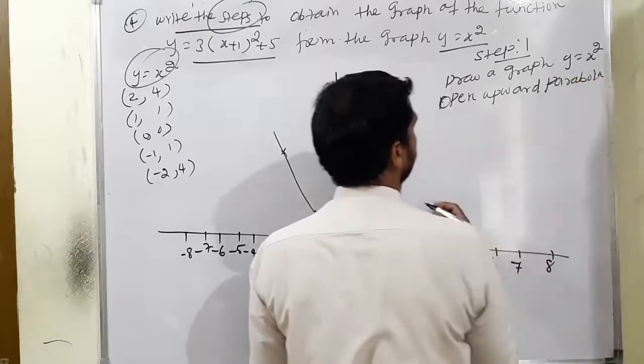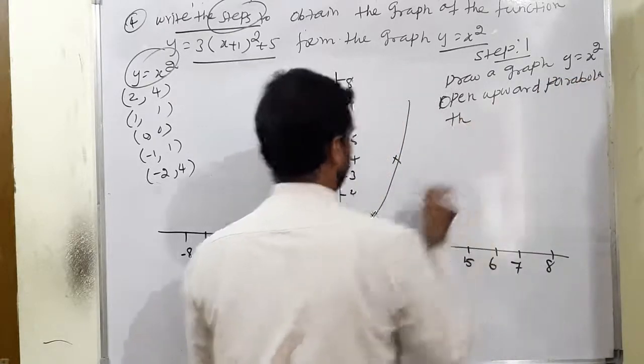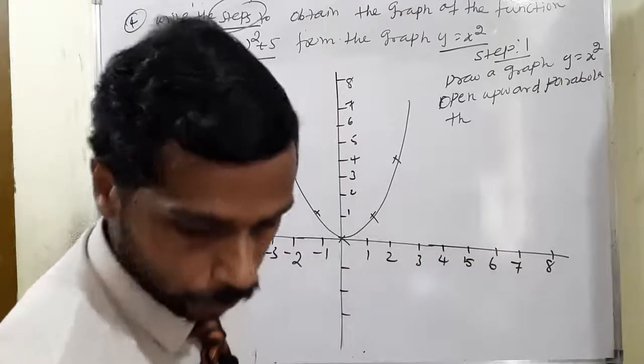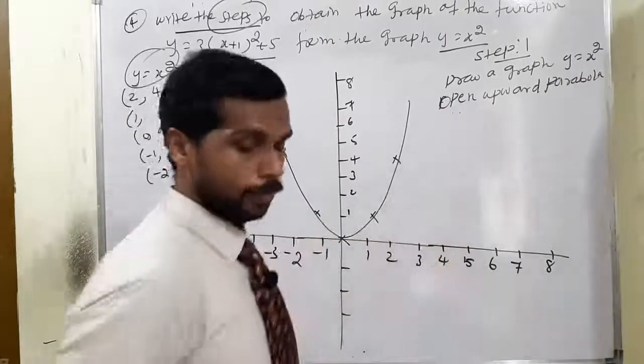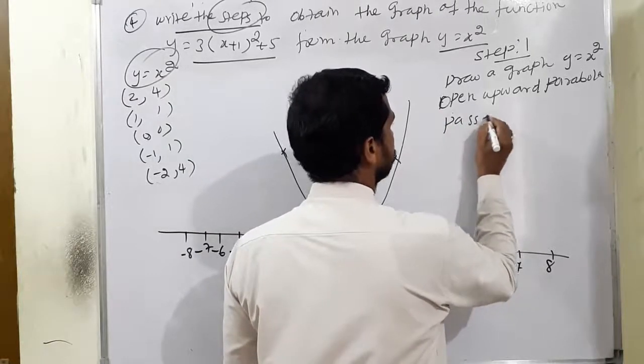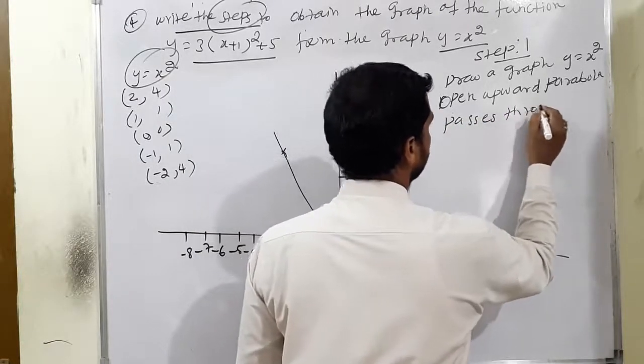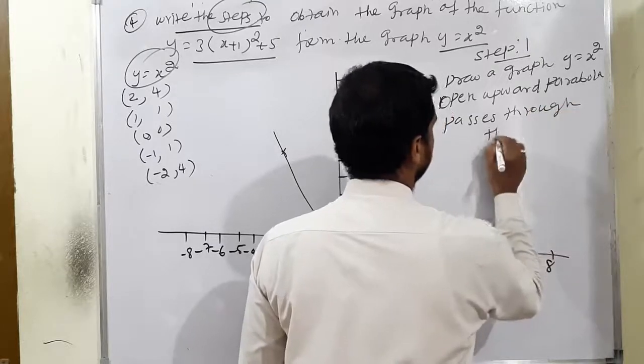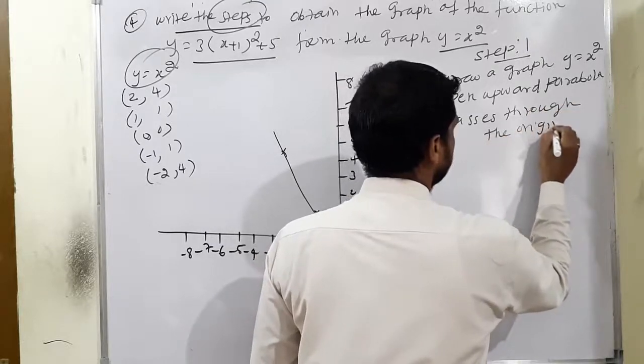The open upward parabola passes through the origin, 0 comma 0. Passes through the origin. This is step number 1.